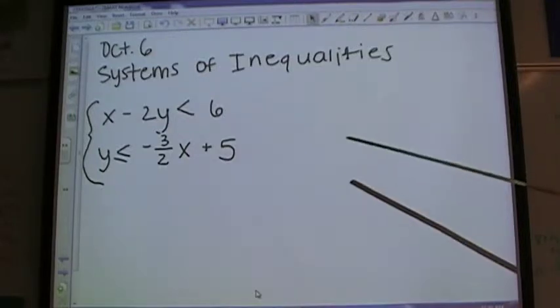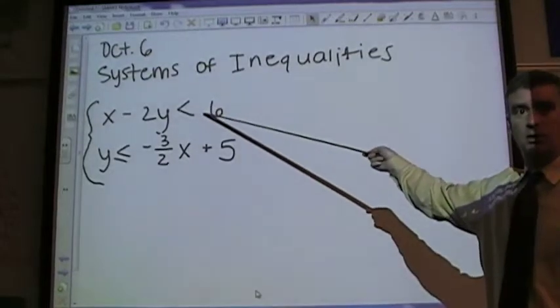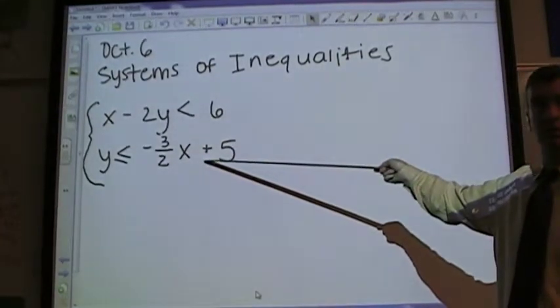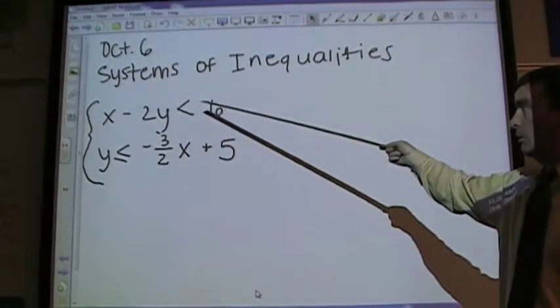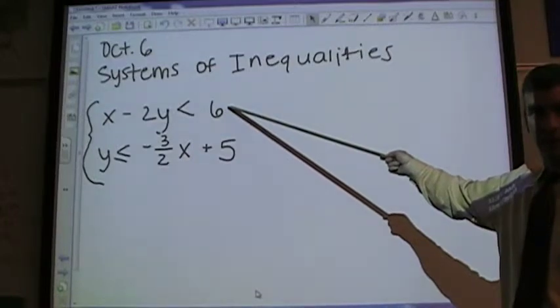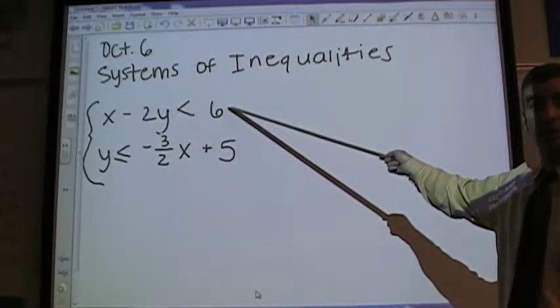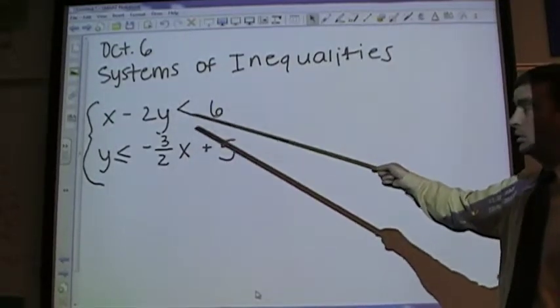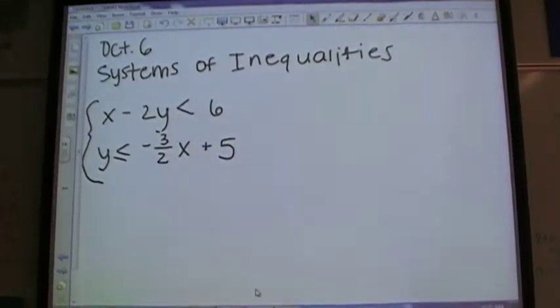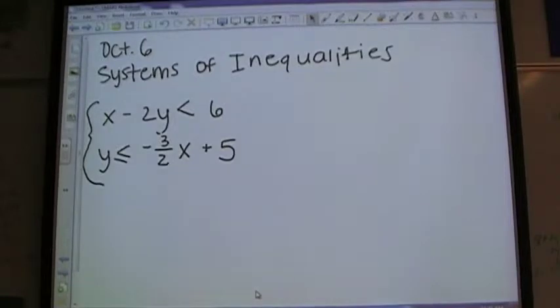What form is this one in? That is in standard form. Here? That is slope-intercept. I would leave this one in standard form when I graph because I can easily find the x and y intercepts. And here I would leave this in slope-intercept form. Okay? Looking at the first one, what is the x-intercept?